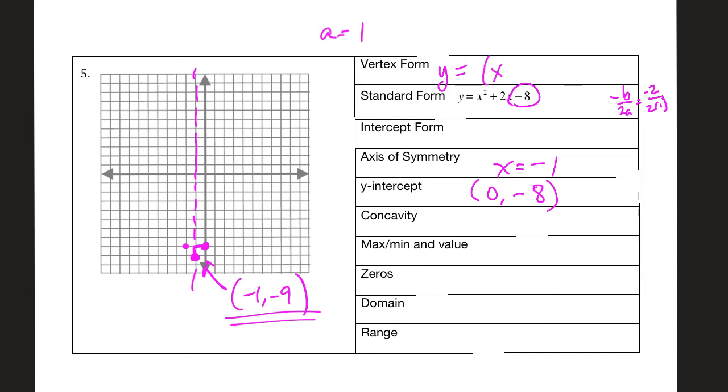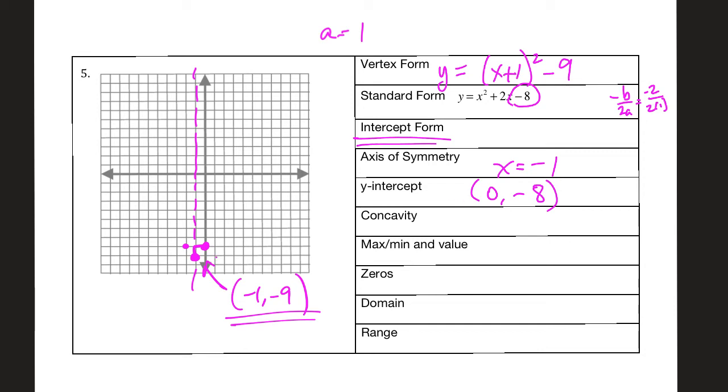I do x minus the x part of the vertex, which ends up making it positive, and then minus the y part of the vertex. Okay, and for intercept form, I need to draw this picture. I need to draw more of it, and we can fit a whole bunch of dots on this one.